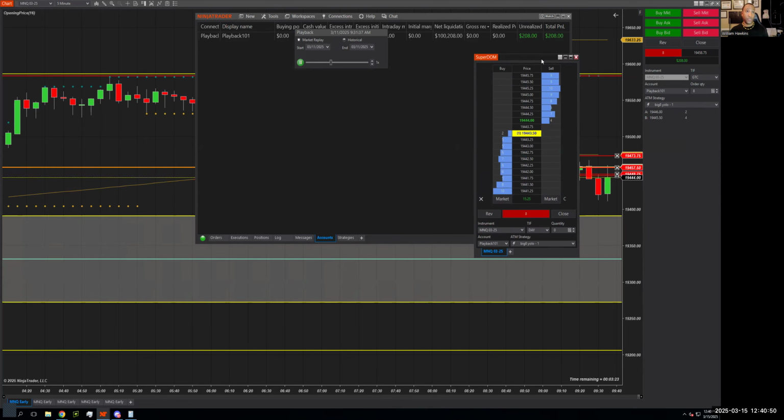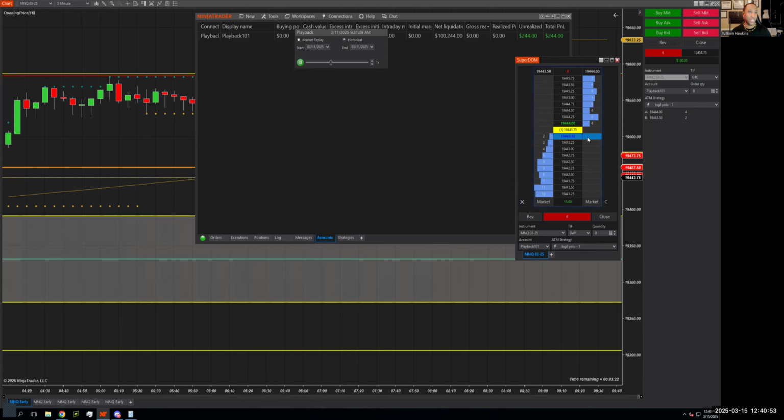Now this is real confusing if you don't know. This is where the market currently is. This is the ask and the bid, and you can see the volume of where people have contracts and where the market is. So you can trade off the Dom.